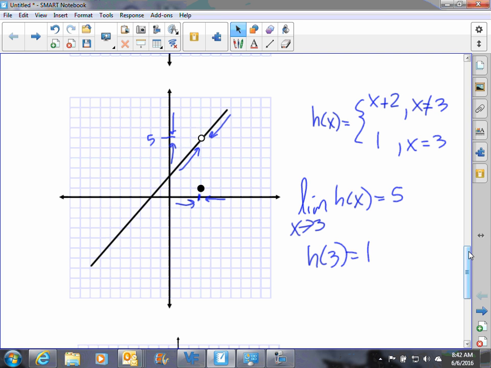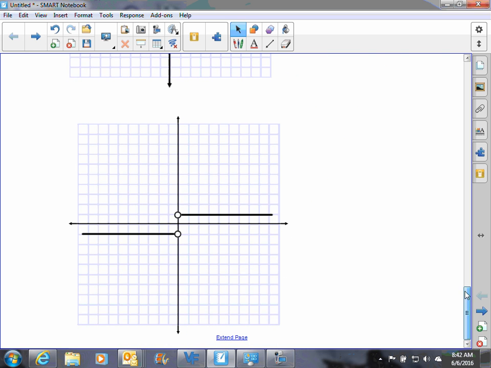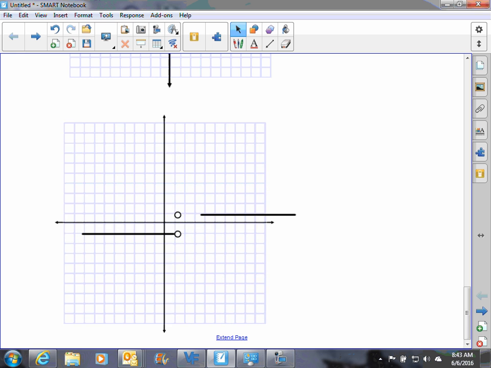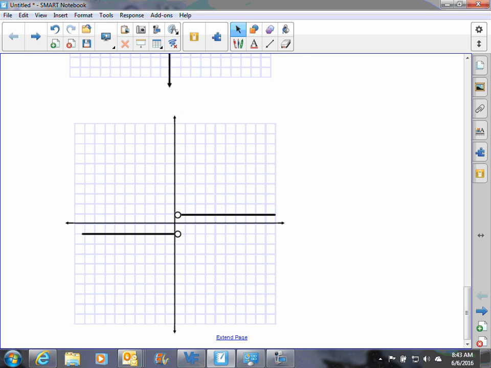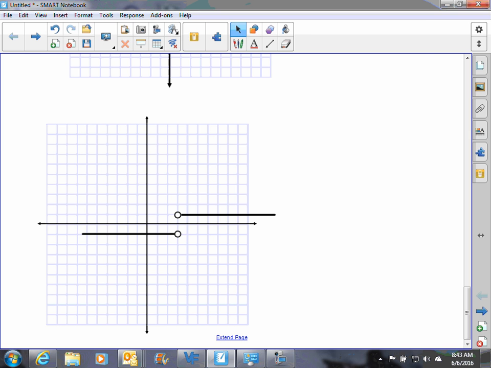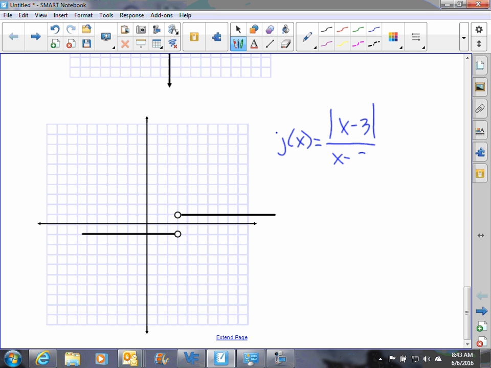Now, let me show you an example of a function where the limit doesn't exist at a particular point. So let's take a look at this function. Let's see, can I change this? 1, 2, 3, there we go. This function, let's call it j of x, is going to be the absolute value of x minus 3 over x minus 3.